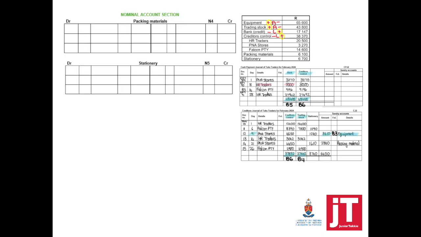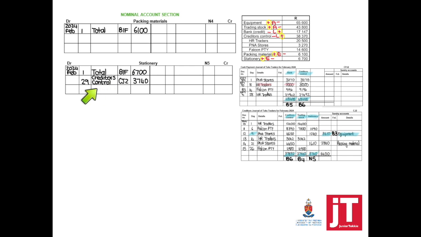Posting from the CPJ, or rather, we're starting with the nominal account section. An important thing to remember, when we're working in the nominal account section, we're working with totals brought forward. Both packing material and stationery is regarded as an expense. The plus is on the debit side, which means the total brought forward will be on the debit side. What's left? Stationery. Stationery has a money column, which means at the end of the month, we're going to debit stationery. Our expense is going to increase.